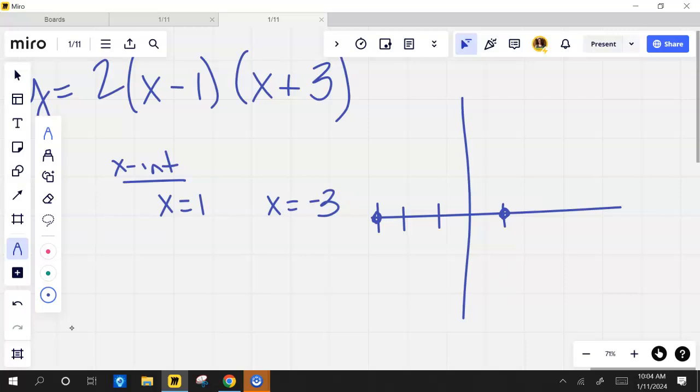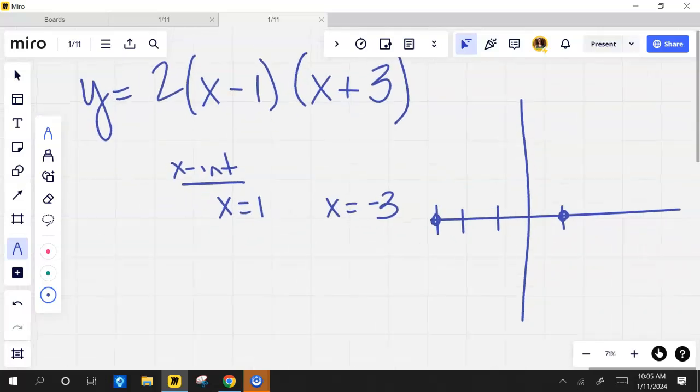Now, if these are the intercepts, the vertex lies on the axis of symmetry, and if these were reflected, where does that mean the axis of symmetry is? Right in the middle, right? -1. But what if it was a little bit harder? What if these weren't nice even numbers where I could just look and find the middle? How do you find the middle of 2 numbers? Average them together. You're exactly right. We add them together, divide by 2.